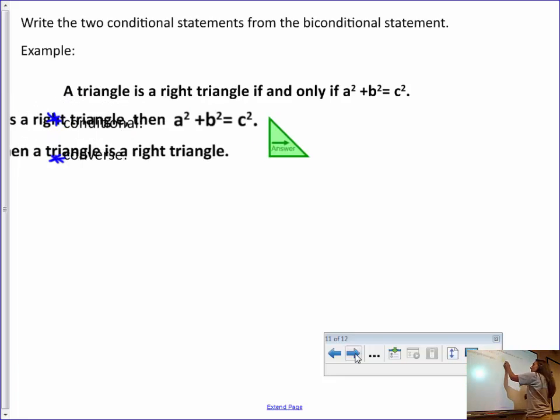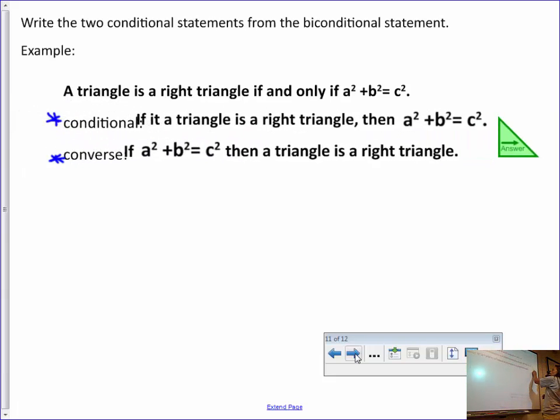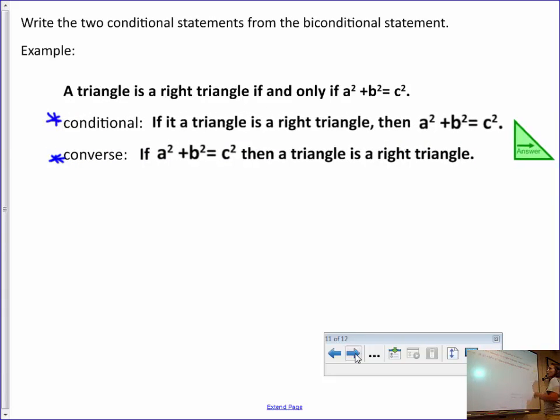All right, so let's take a look, check over, see if you did it correctly. So first one, conditional. If it a triangle, that doesn't make sense. If it is a triangle, oh, I'm sorry, I read it wrong. It does make sense. If it a triangle, take out the word a. Okay, there we go. Thanks, Ms. Hurst. If a triangle is a right triangle, then a squared plus b squared equals c squared. Whew, that threw me off.